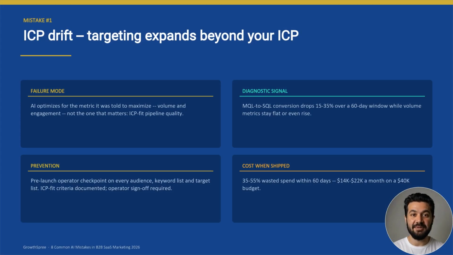Mistake 1. ICP drift, the most expensive. AI maximizes what you told it to, volume, but volume pulls in companies outside your ICP. You won't see it in impressions, you'll see MQL to SQL drop 15 to 35% over 60 days. Fix: an operator checkpoint on every target list before AI executes.